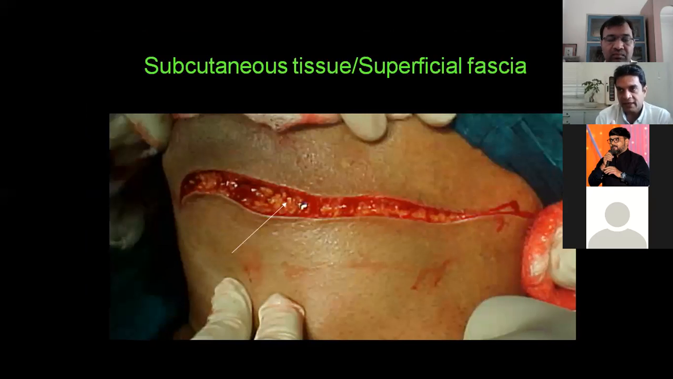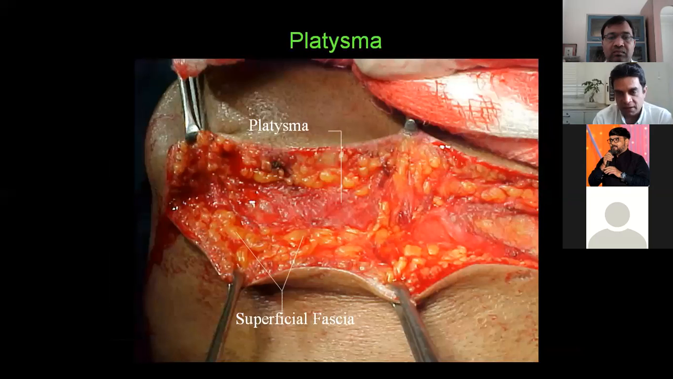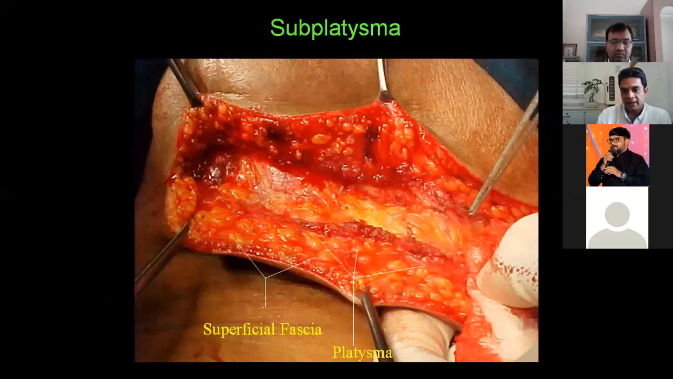Beneath the superficial fascia, there is a muscle known as platysma. Everybody knows that this is skin, then superficial fascia, and then a layer of platysma muscle. Beneath the platysma muscle, where space 2 supposedly lies, when we cut the platysma there is actually no space. Again, there is some loose connective tissue.